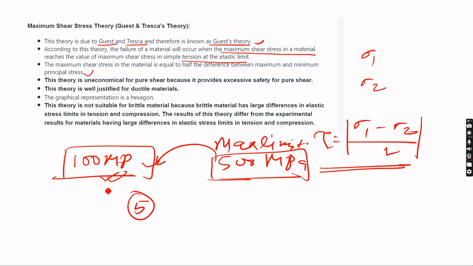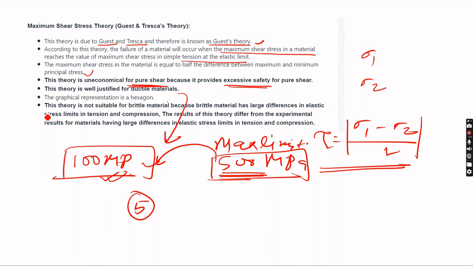It means 100 megapascal you are applying, but that material can sustain up to 500 megapascal. So in this theory, maximum shear stress theory, in the condition of pure shear, this type of error is coming. That's why they have written excessive safety factor for the pure shear.